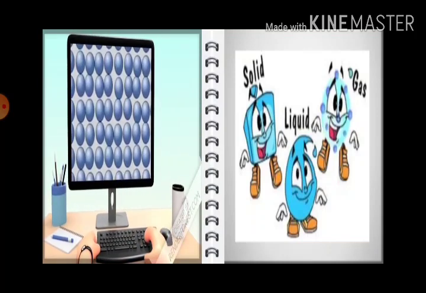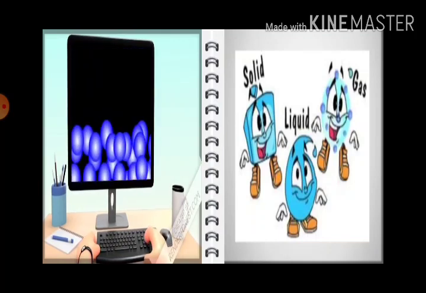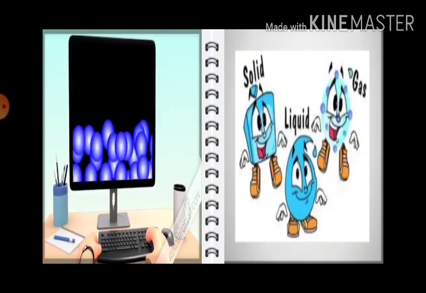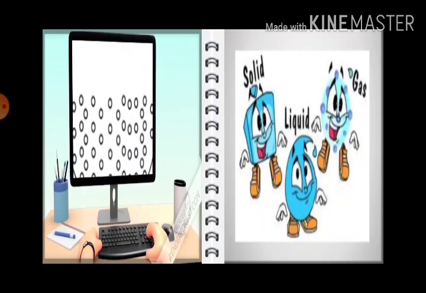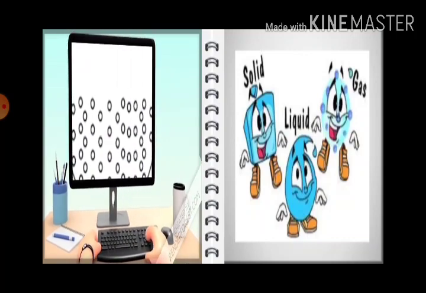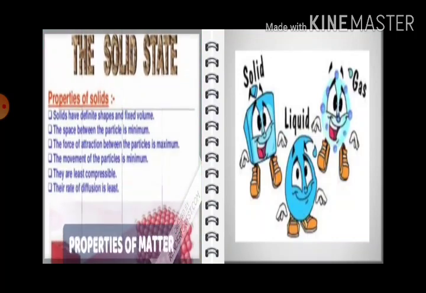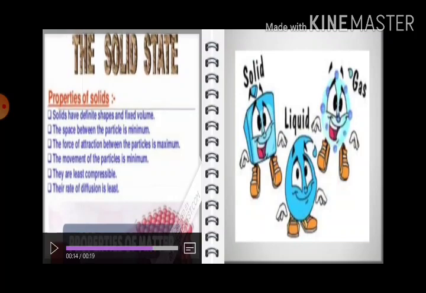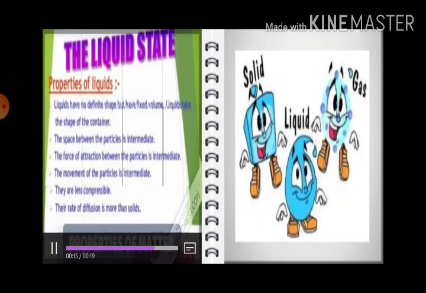gas. Now first of all we will see the particle arrangement. The first one was solid, then liquid, and this is gas. Now let us study the property shown by solid. Solids have definite shape and fixed volume. The space is minimum, force of attraction is maximum.